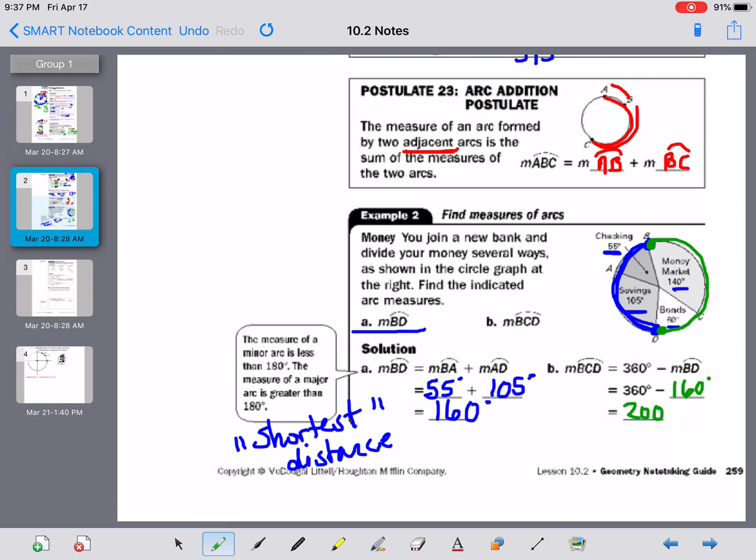Or if you're like me, sometimes I look and I say, well, it's 2 sections. One was 140, one was 60. If I add them together, I get my 200. So really, either way you look at that, you get the same answer. So it's really your choice which way you can visualize that better, or which one works better for you. Either one of them comes up with the same answer.